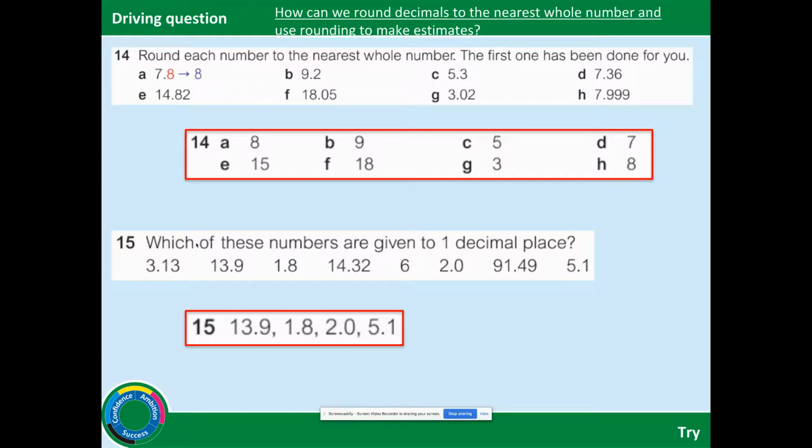Question 15. A is 13.9, B would be 1.8, C is 2.0, and D 5.1. All the other numbers have more than one decimal place, so do not belong in the list.